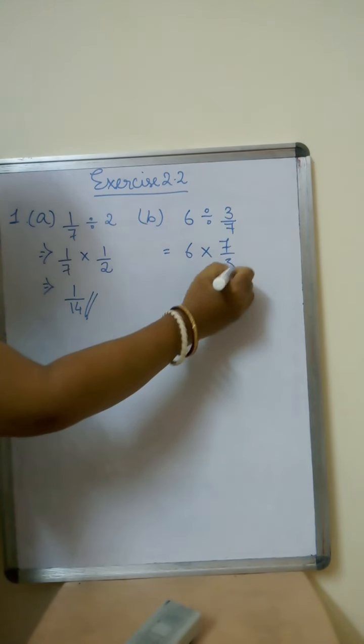Right. Next number C. Number C is 9 divided by 3 by 4. Okay, so it is 9 into 4 by 3. So 3 3s are 9, 3 4s are 12. Right? So this is your answer.